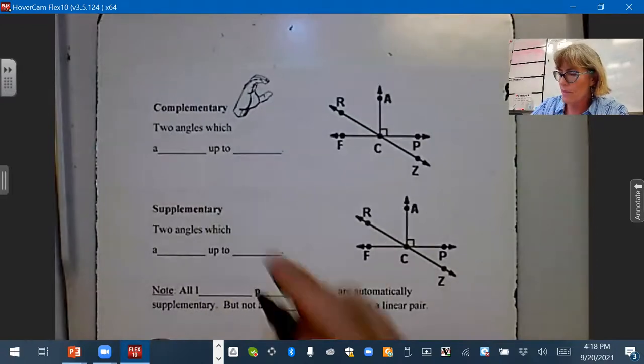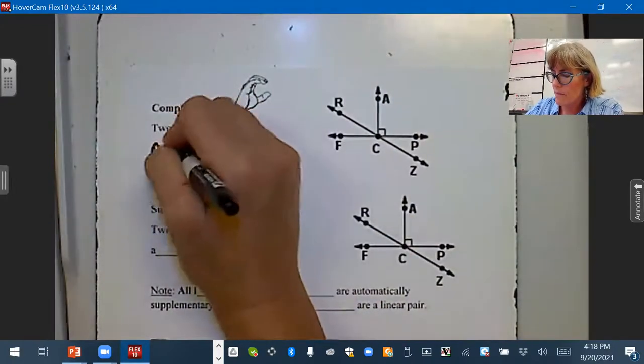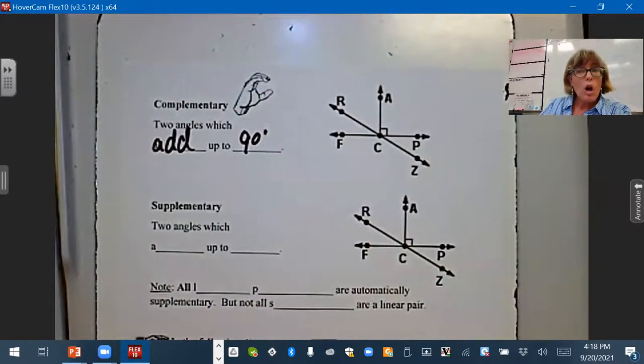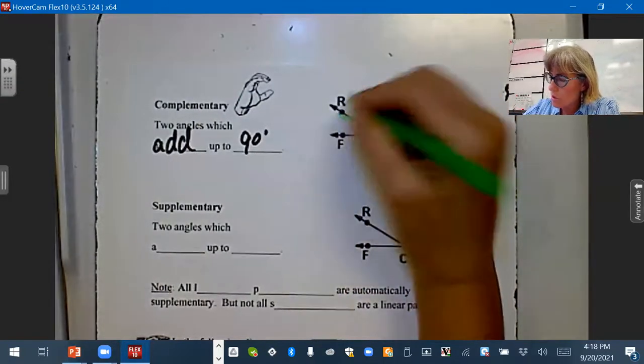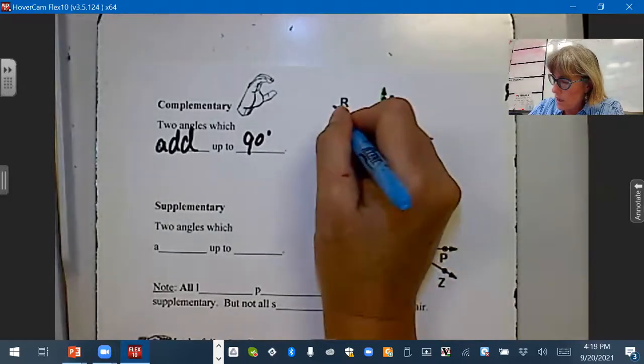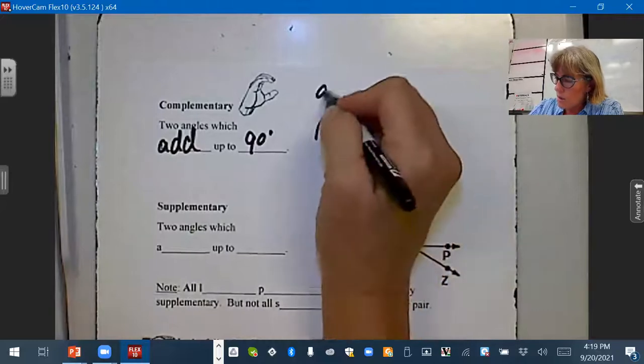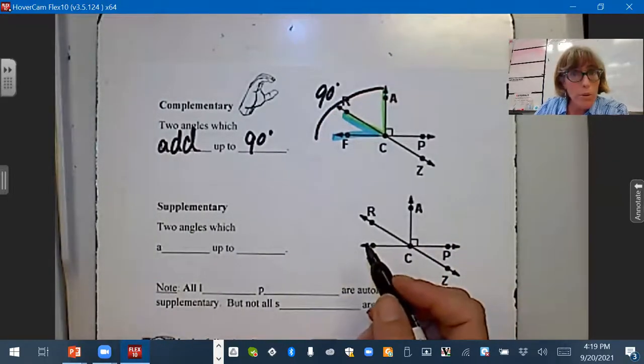Complementary angles. Complementary angles, make a C with your hand. Complementary adds up to 90 degrees. Do it again. Complementary adds up to 90 degrees. So any two angles that add up to 90 degrees would be considered complementary.